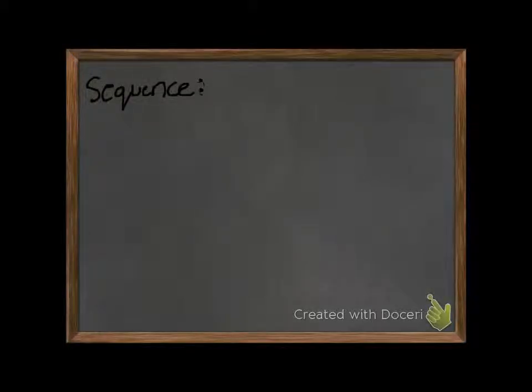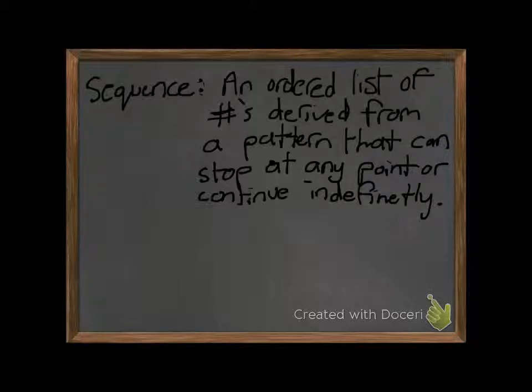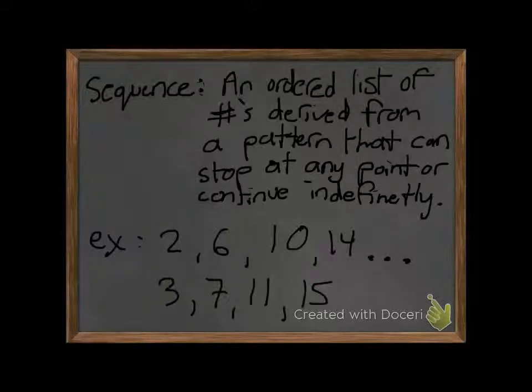The first definition up is a sequence. A sequence is an ordered list of numbers derived from a pattern that can stop at any point or it can continue indefinitely. As you can see in the first example, the numbers are 2, 6, 10, 14. As you can see with the 3 dots at the end, the pattern continues indefinitely. With the second example, 3, 7, 11, 15, there's no 3 dots at the end, therefore it can stop at any point.